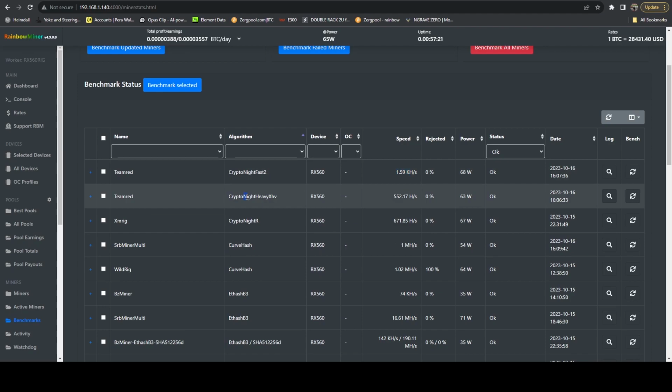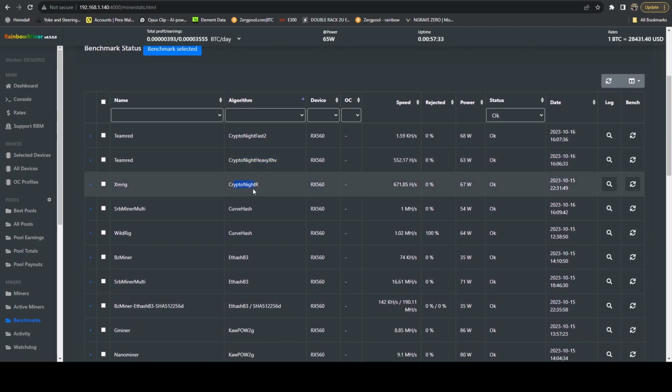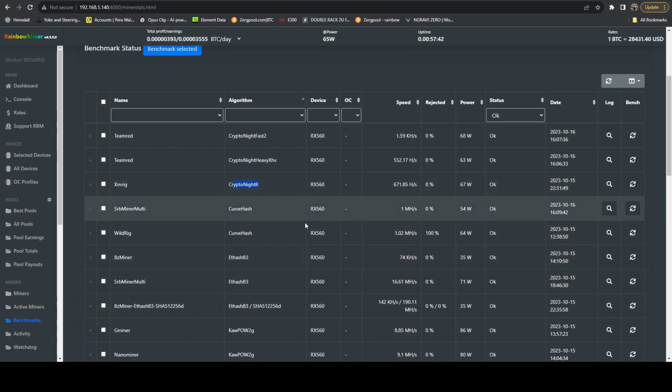The next one is Haven, CryptoNight Heavy, XHV, which is Haven, and we got about half a kilohash per second. I'm pretty good on that one. CryptoNight R, which is going to be like Sumokoin, we got 671 hashes per second. Curve Hash, we got around a megahash a second, and you can see both miners benchmarked around that same hash rate, with WildRig actually getting 100% rejected shares.